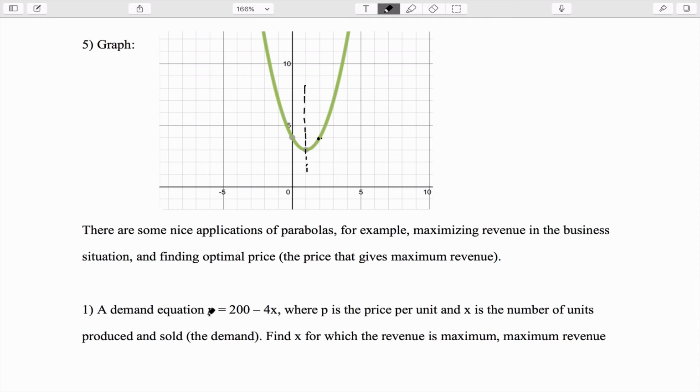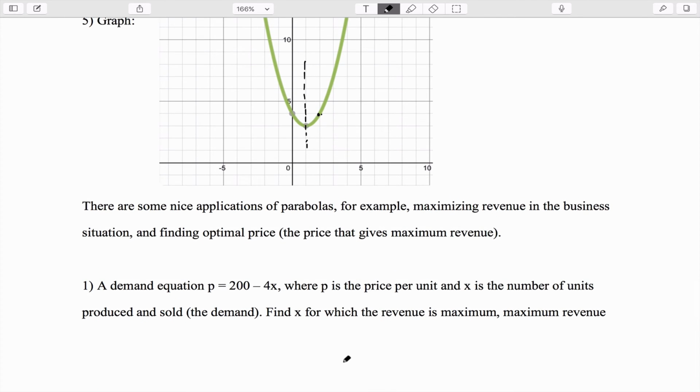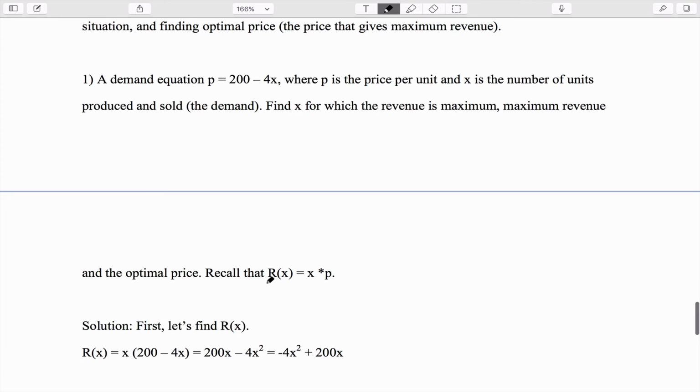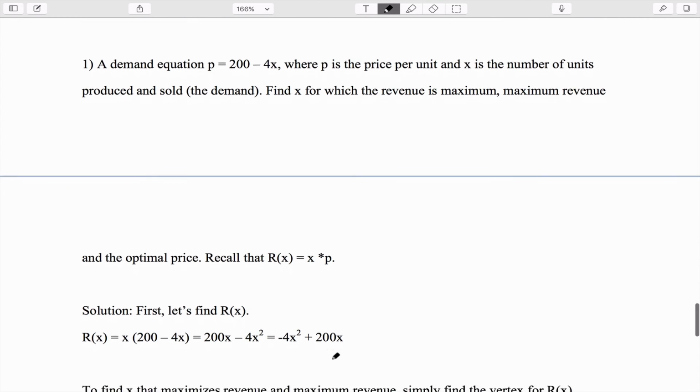Say a demand equation, which is really the price that depends on the quantity x, is p equals 200 minus 4x, and we need to find x, the quantity for which the revenue is maximum. You may have seen this in college algebra or previous courses, but basically the revenue is the quantity times the price per unit. That's a relatively easy way to describe the revenue, but it works for this business. So we multiply x times the demand equation, 200 minus 4x, distribute, and put it in descending order. We get negative 4x squared plus 200x.